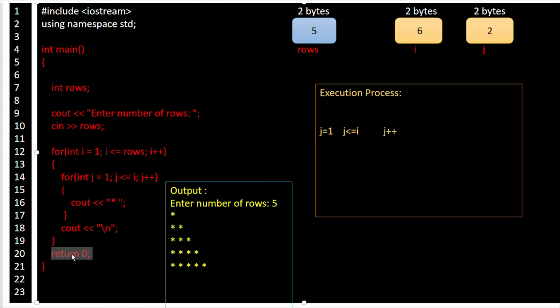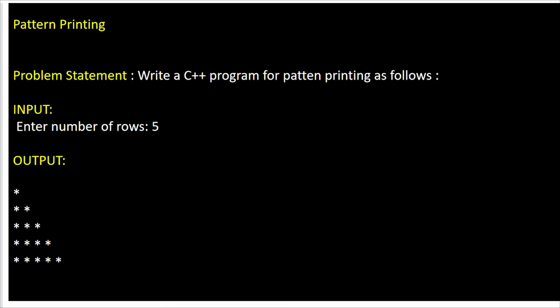Now after that, return 0. Why return 0? Because here there is an integer return type, so we have to return some value so that the compiler will know here we have to stop, and here the semicolon, that is our main function, is going to be completed, and like this we have successfully printed the pattern as given in the output. Hope everyone is clear with this. Thank you.